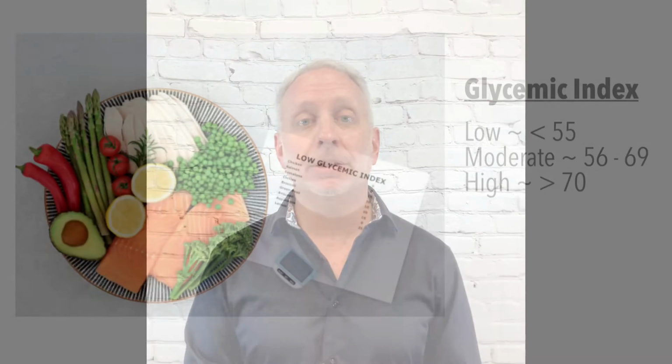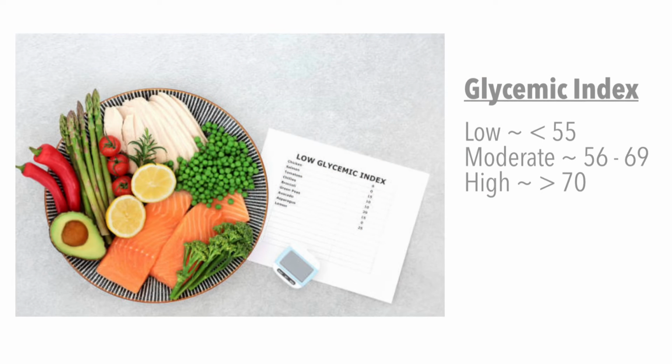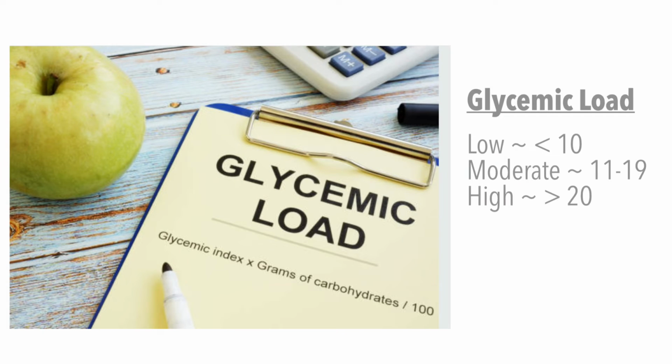First, we'll look at the scale that is used for glycemic index. Glycemic index is rated at 55 and lower for low. A moderate glycemic index is 56 to 69, and a high glycemic index food is anything above 70. Now, glycemic load is rated on a scale where below 10 is considered low, from 11 to 19 is considered moderate, and high glycemic load is anything above 20.